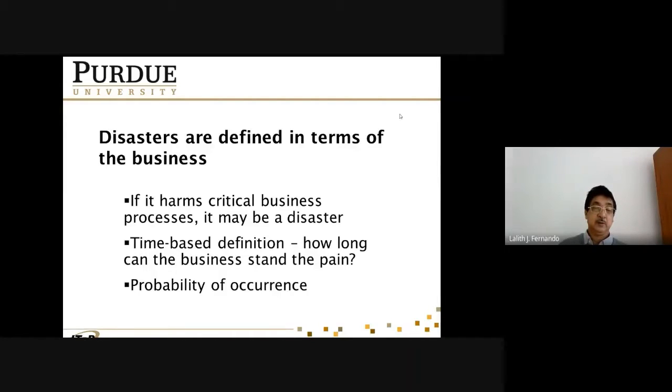Then there should be a time-based definition for that. How long can a business exist without this critical business? That is the type of question you have to answer. That is what we call the time-based definition, or recovery time objectives. How long can the business stand the pain? And there is another thinking device, where you think about the probability of occurrence of that type of disaster. But when a disaster occurs, there is no such probability, because it has already happened.